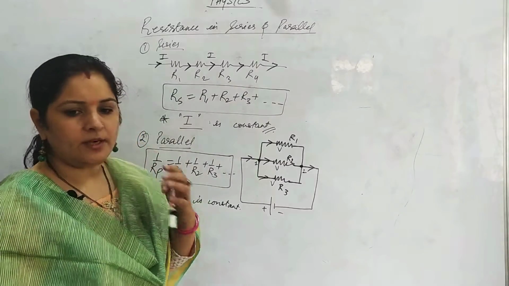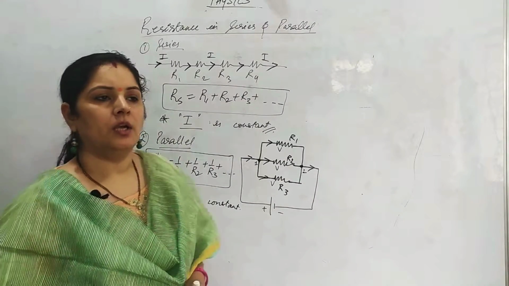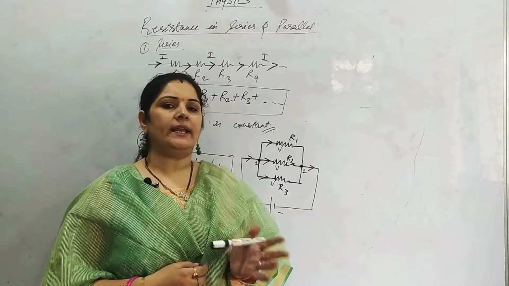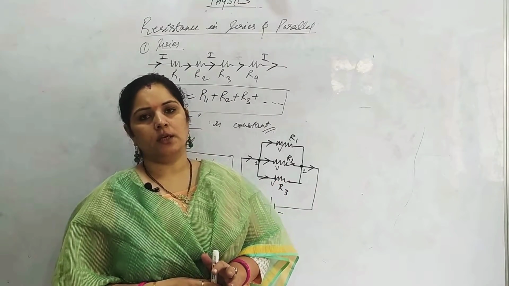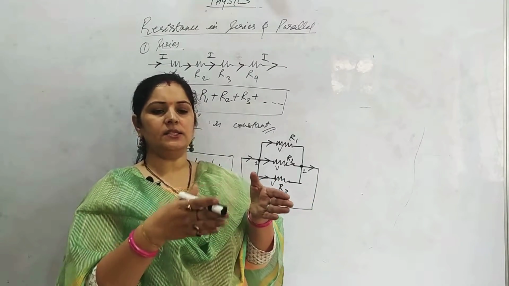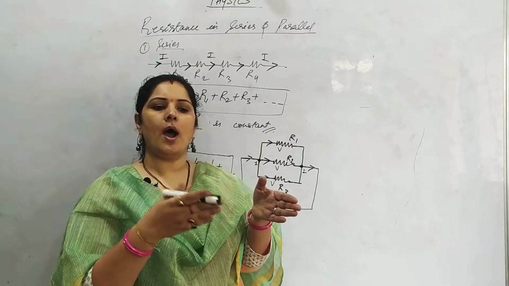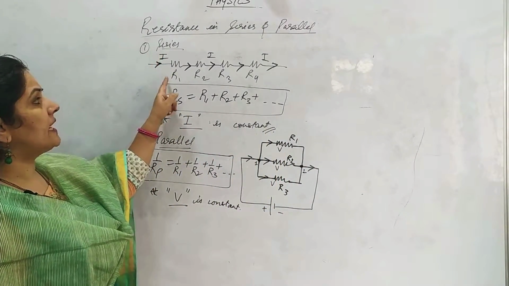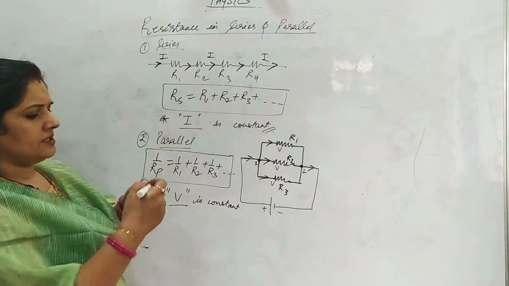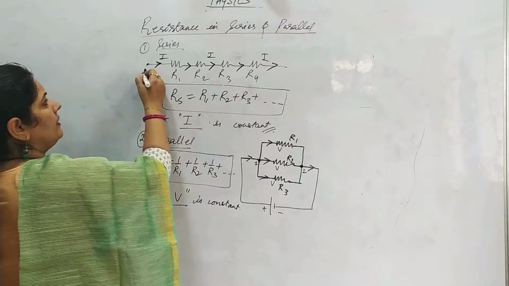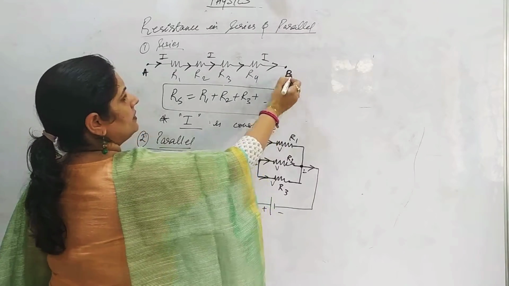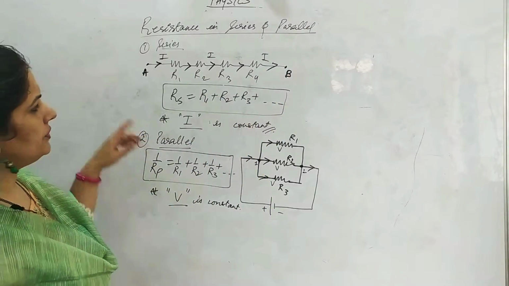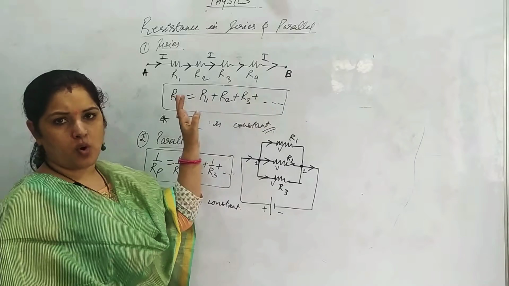So we have studied it in previous classes also. So the resistances could be connected to each other in two ways. First way, they are connected in series. Series means one after another. So when we are talking about resistance in series, that is how they are connected. Say from point A to point B, R1, then R2, then R3, R4 and so on.